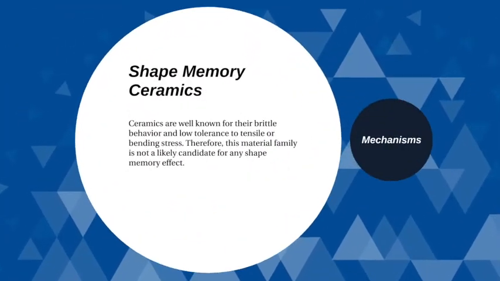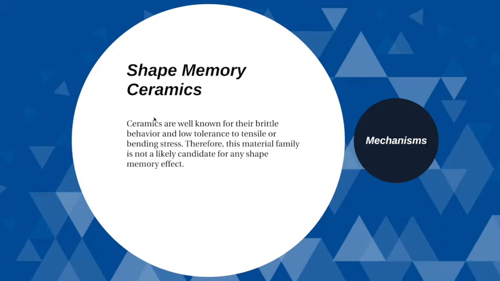And the third one is ceramics. The ceramics, as I mentioned maybe in the previous videos, are brittle by nature and have low tolerance for tensile or bending stress. So they are not really a good candidate, but we have a new development for ceramics, so we can also use them in smart materials.